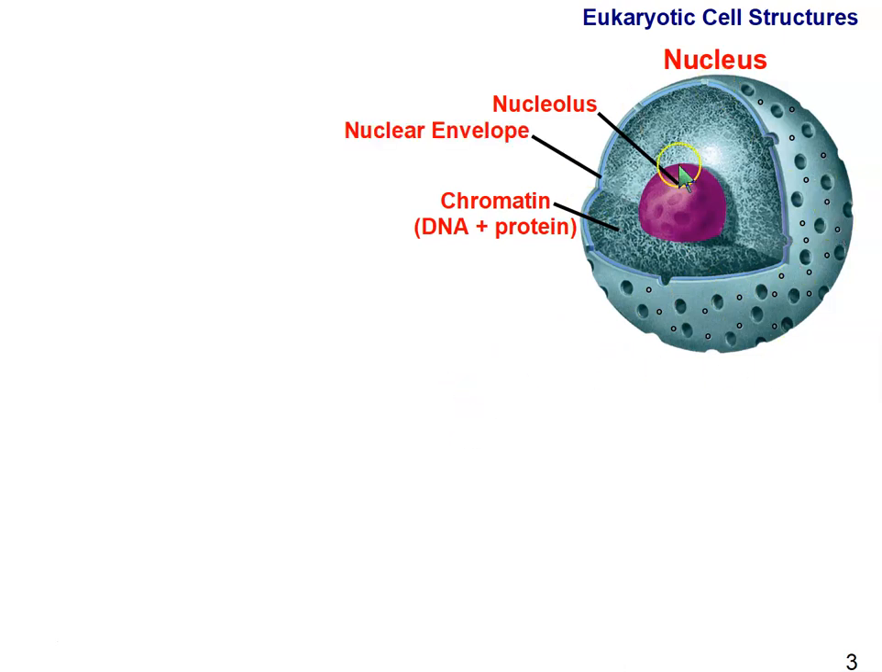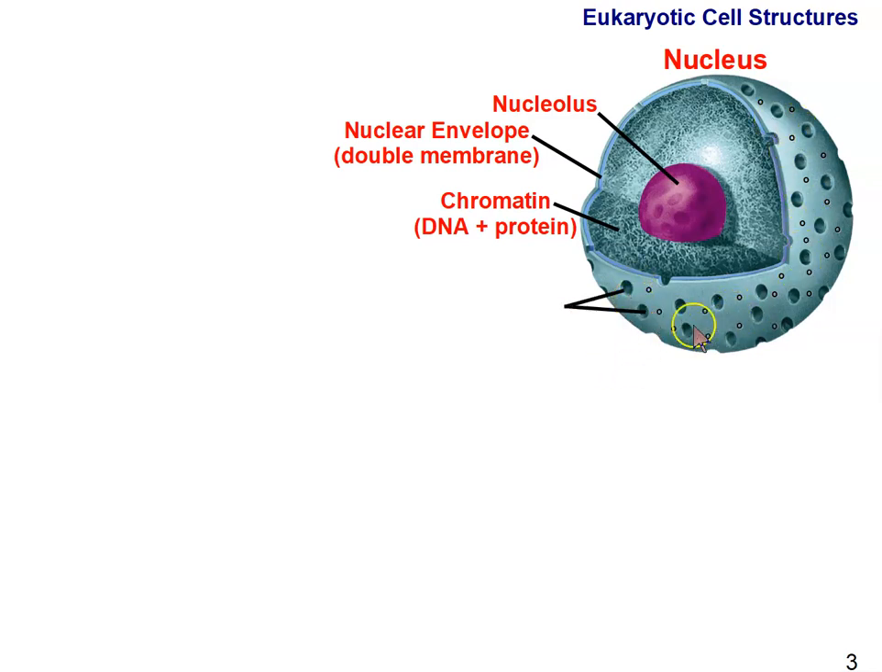Surrounding the whole nucleus, we've got the nuclear envelope, and it's an envelope because there are 2 phospholipid bilayers that make it up. If you look closely at the diagram, the outer one's a little darker blue and the inner one's a little lighter blue, so they're actually showing you that there are 2 layers to the nuclear envelope. It's a double membrane.